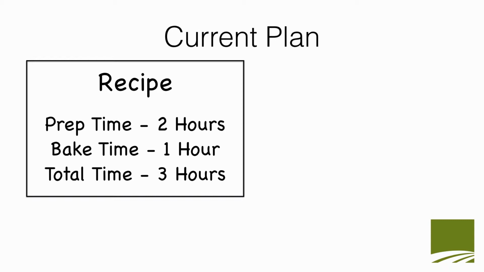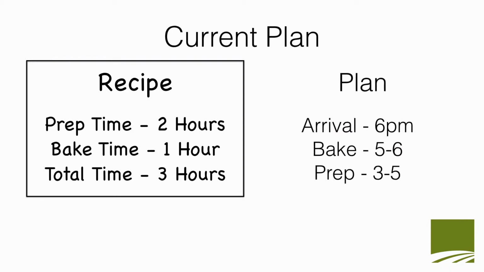It looks like my prep time is 2 hours. My bake time is 1 hour for a total cooking time of 3 hours. I want my casserole to be perfect for Ben and his family, so I want it to be done right on time. So when do I need to start making my casserole? Well, let's work backwards. I know that he's going to arrive at 6 p.m., so I need to place the casserole in the oven to bake at 5 p.m. And then 2 hours before that, I know I need to get started with my prep work at 3 p.m.